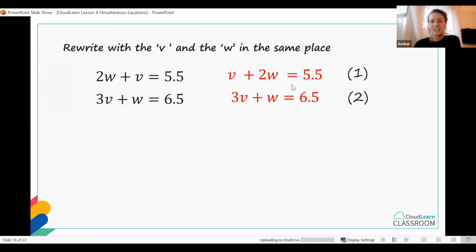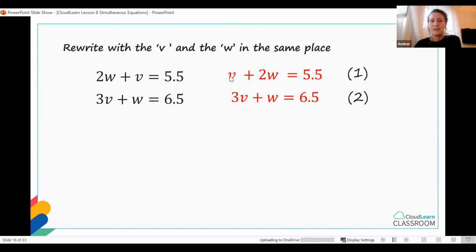Doesn't change anything in the equation. It's just easier to look at, okay? The next thing I'm going to do is change one of these equations. I've numbered them, by the way. You'll see I've got equation 1 and equation 2. Now I'm going to have to pick one of them, and it doesn't matter which, and change it so that either the v's are the same or the w's are the same, okay?